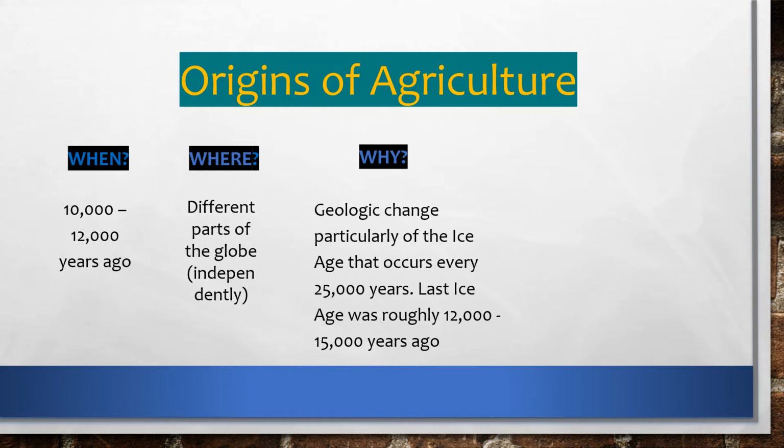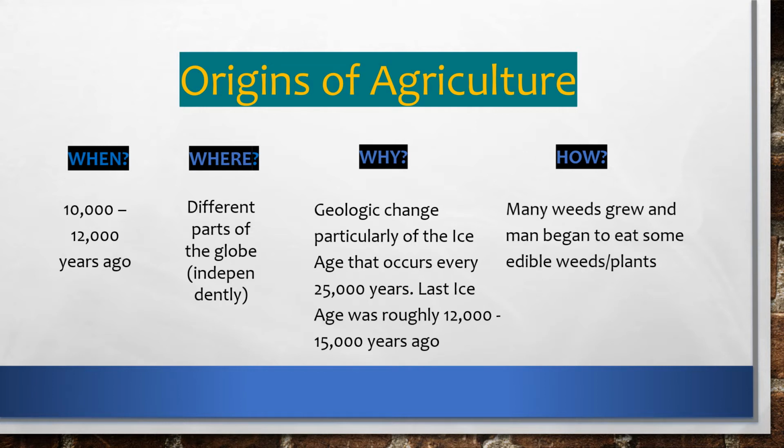From that supercontinent called Pangaea, there was a geologic change, particularly the ice age that occurs every 25,000 years. The documented last ice age on Earth was roughly 12,000 to 15,000 years ago. So from the supercontinent Pangaea, the land was divided, and after many million years the large land masses were subdivided again into our continents. How many continents do we have? We have 7 continents. I guess maybe 9 now, I'm not sure, but what was taught to us when we were kids was that there are 7 continents.